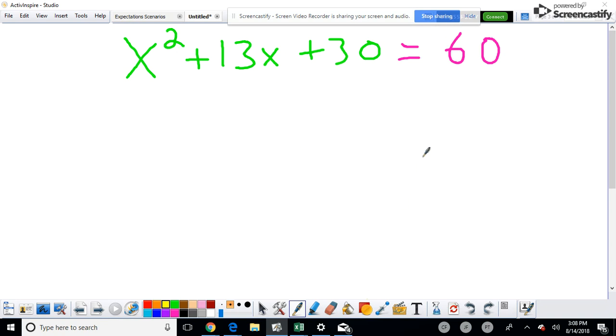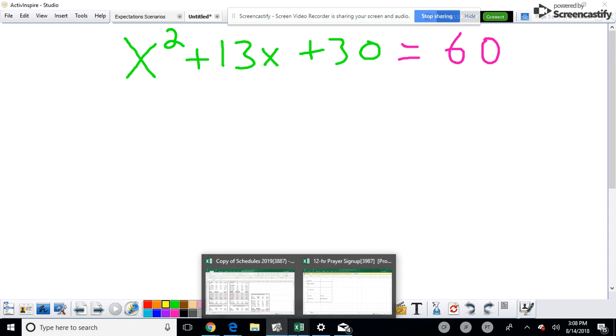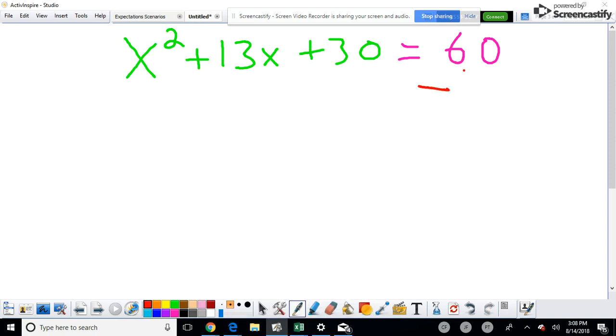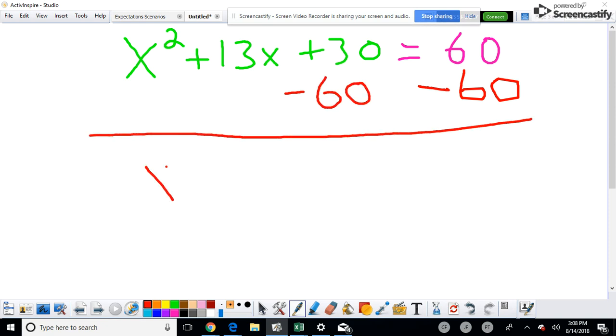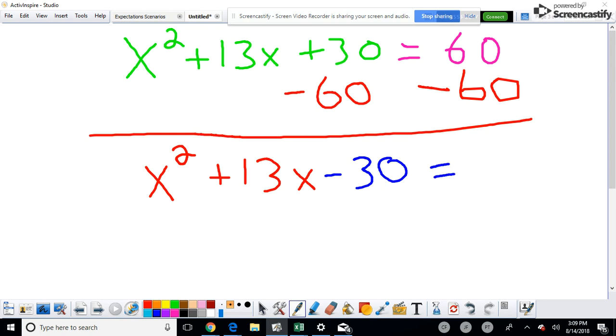We're going to factor it, but first we need this side to equal 0. If it doesn't equal 0, we need to make it equal 0. We can do that easily by subtracting 60 on both sides. Over here on the left side, we've got x squared plus 13x, and here we've got 30 minus 60, which gives me negative 30. This over here now is 0.